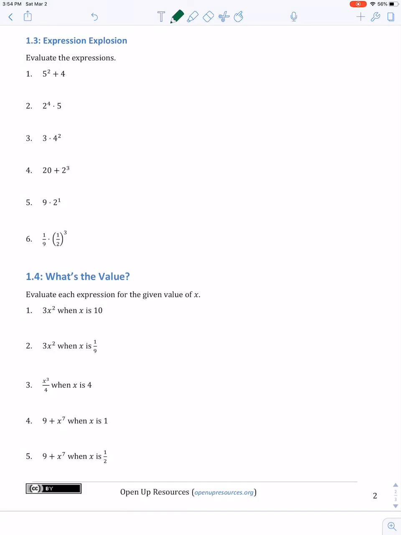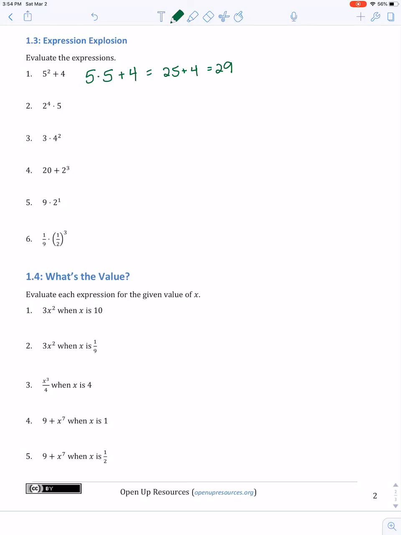So we need to make sure that we're doing our exponents first, then any multiplication or division, and then any addition or subtraction moving left to right. So let's keep that in mind here. For the first one, we know that 5 squared is 5 times 5, plus 4, equals 25 plus 4, which then equals 29.